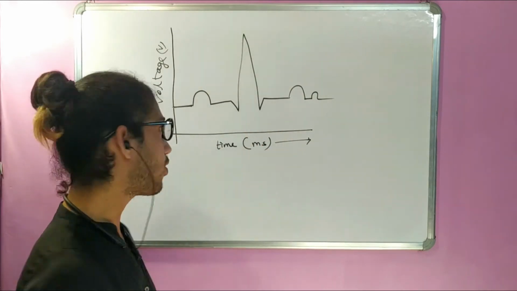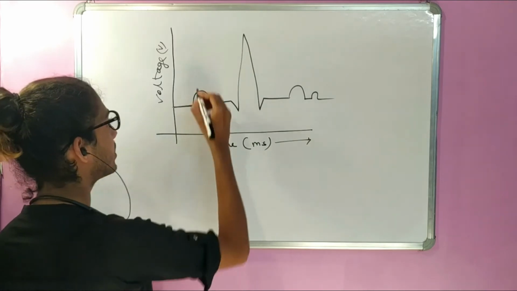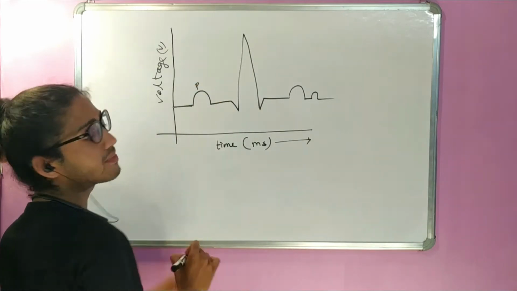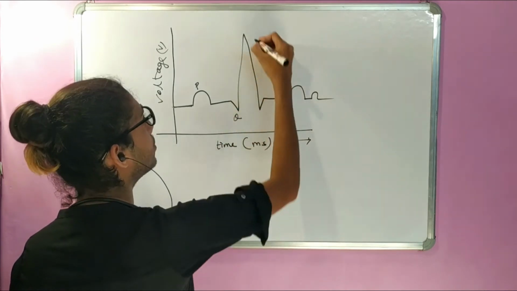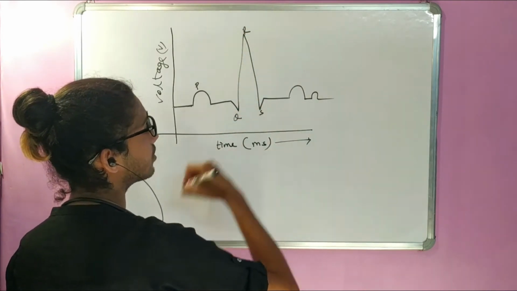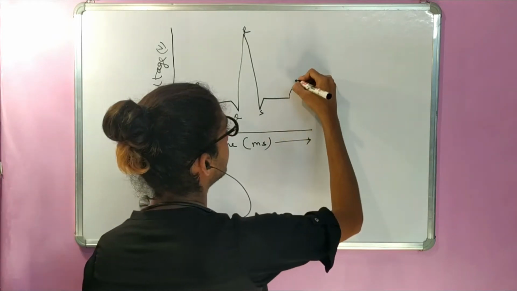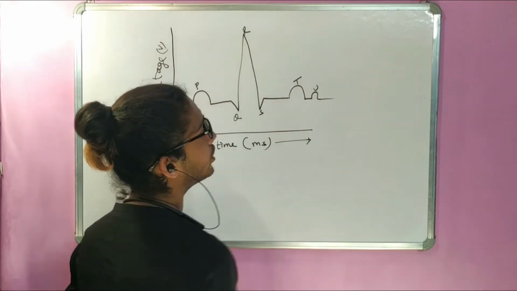Now we'll understand the components. Let's name the components first. This small little bump here is called the P wave. This one here is the QRS complex. This one here is your T wave, and this is your U wave.